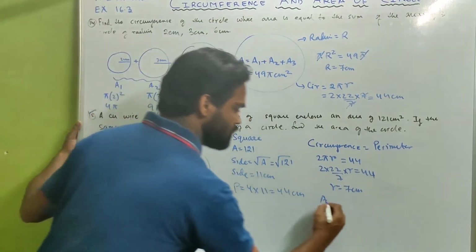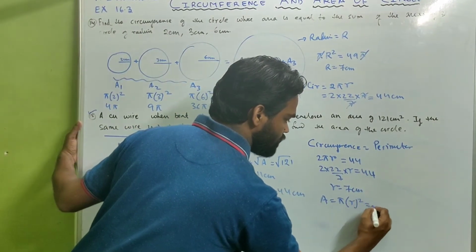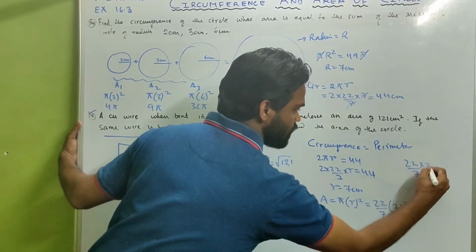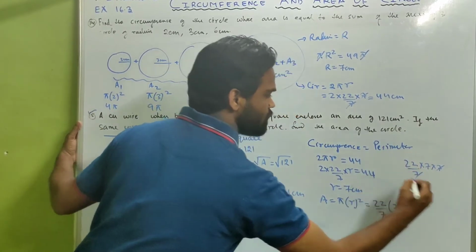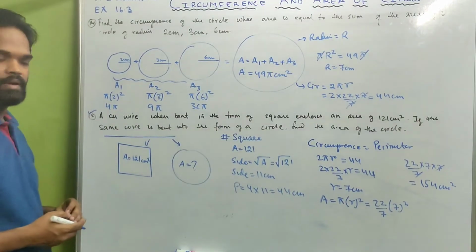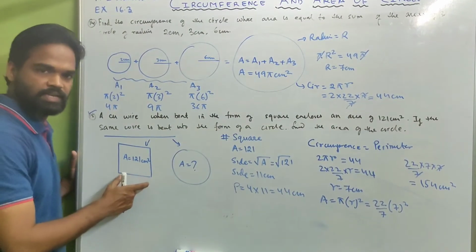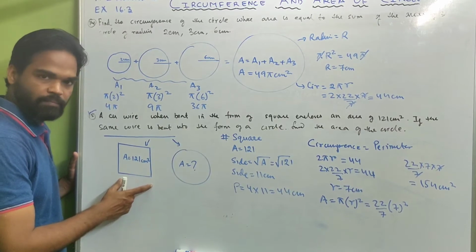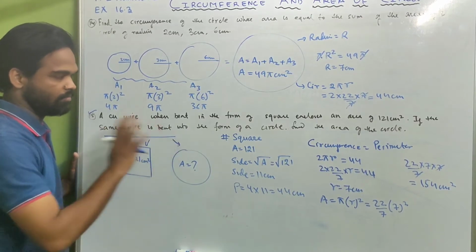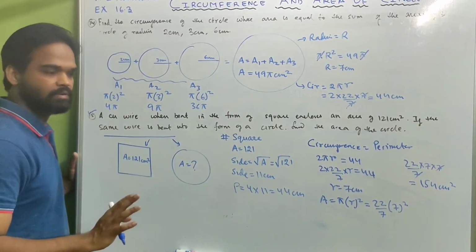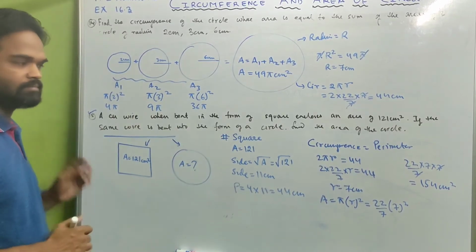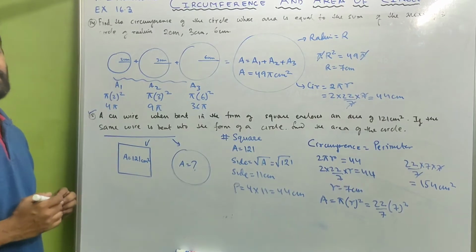So the area of the circle is pi r square, which is 22 by 7 multiplied by 7 square. That's 22 by 7 multiplied by 7 into 7. That's how much? 154 centimeter square. Done. See, the logic was to get the perimeter of this square and equate it with the circumference of the circle, because they are both made by the same wire. The length of the wire is the same. Once you get the circumference, get the radius and get the area. Done. Now let us see the next sum.